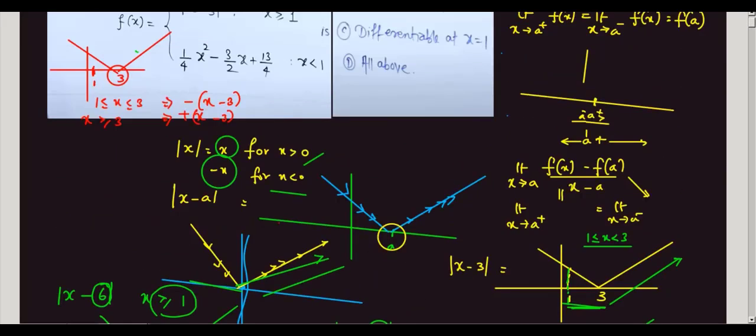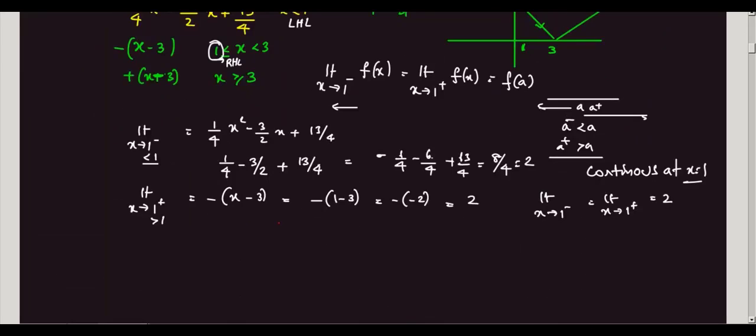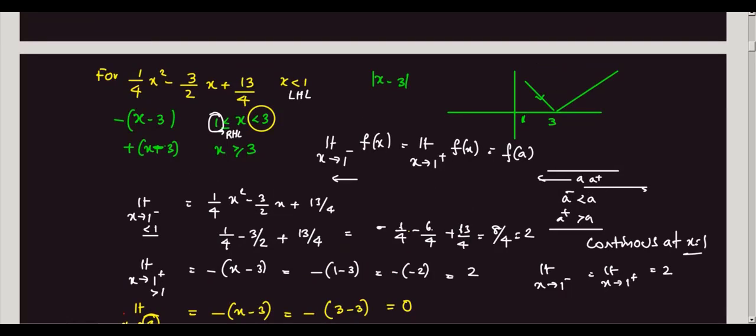Next question, continuous at x equal to 3 பாப்மா? So, limit extends to 3 minus, that equal less than 3. So, less than 3 எங்க இருக்கு? இங்க இருக்கு. Okay வா? So, limit extends to 3, that equal to minus of x minus 3. எவ்வள substitute பண்ணும்? 3 substitute பண்ணும். So, minus of 3 minus 3, that equal to 0.